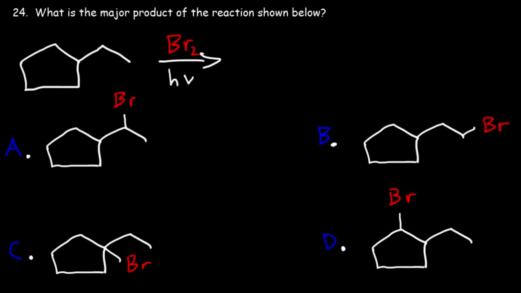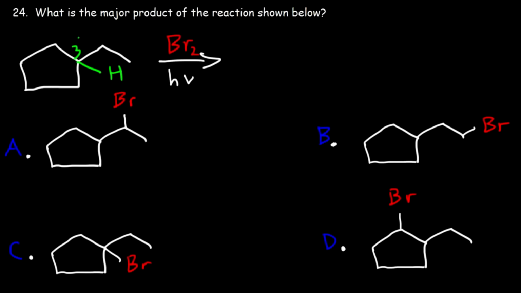Number 24. What is the major product of the reaction shown below? Is it A, B, C, or D? Now, what you need to know for this type of problem is that when you mix bromine with hv, either UV light or even heat, it's going to be a radical reaction. And whenever you have a halogen reacting with an alkane, under radical conditions, the bromine is going to replace the most substituted hydrogen. So if you have a primary hydrogen, a secondary hydrogen, and a tertiary hydrogen, it's going to replace the tertiary hydrogen.